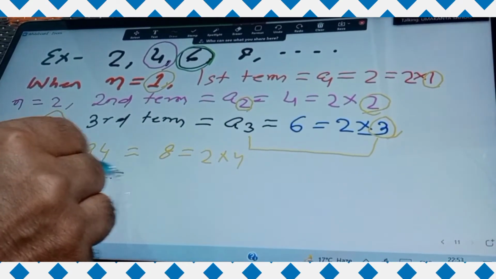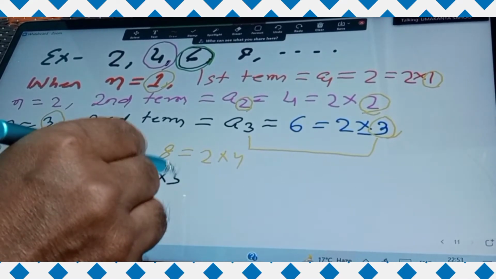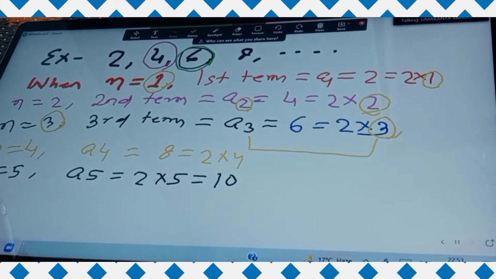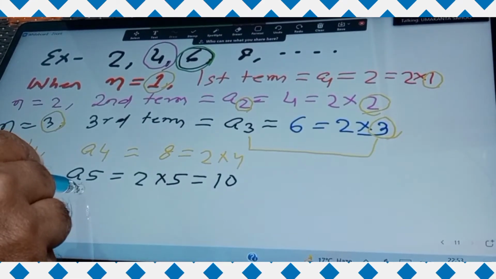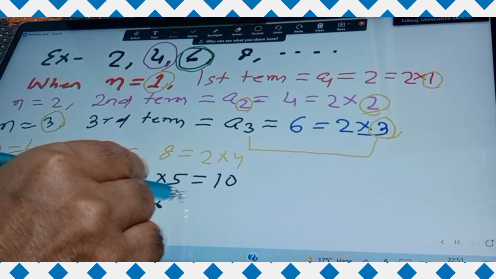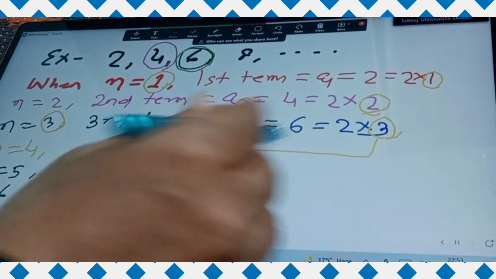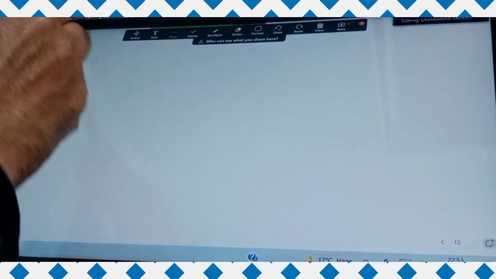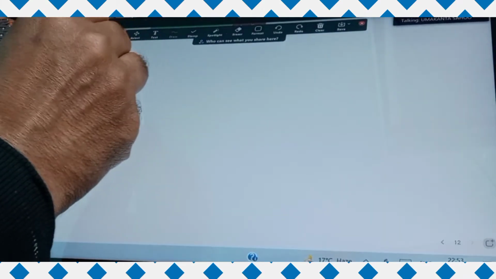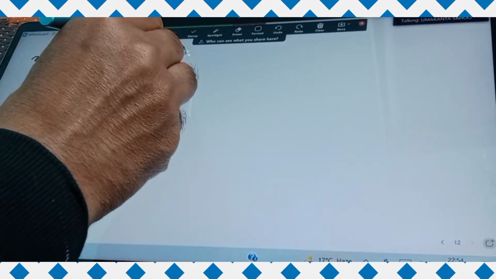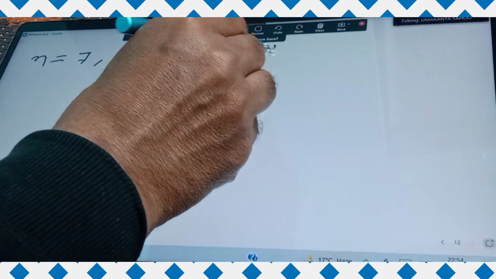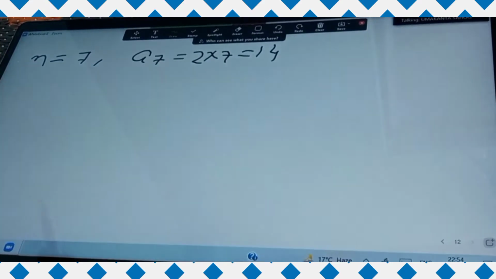We can write 2 into 5, which is 10. Understand? Similarly, when n is equal to 6, we shall get the sixth term, a6, which is 2 into 6, which is equal to 12. Similarly, when n is equal to 7, we shall get the seventh term, a7, which is 2 into 7, which is 14. We can express any term of the sequence.